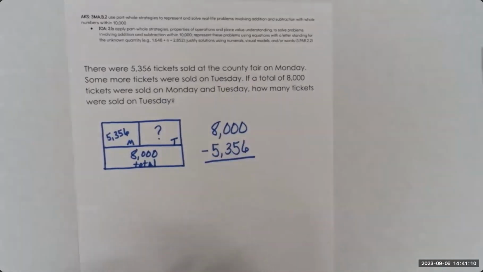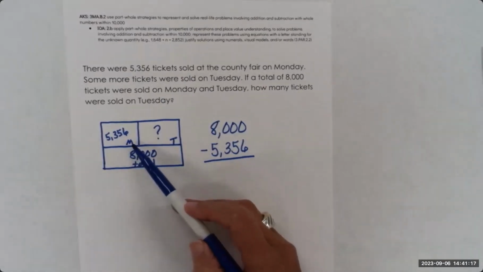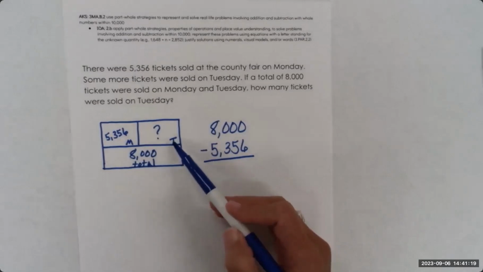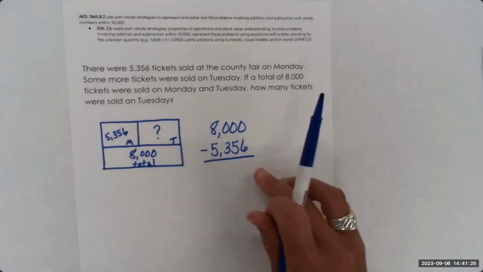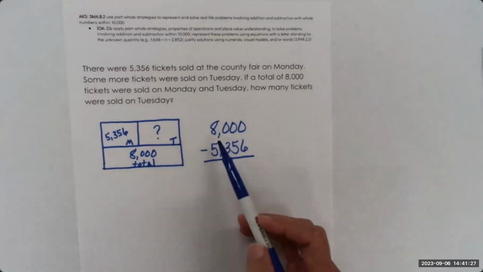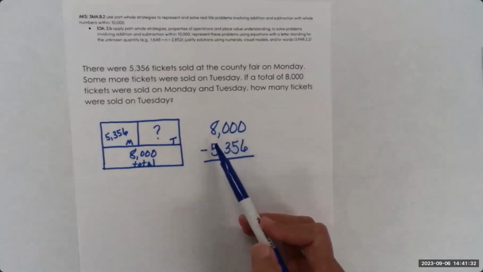My problem is about tickets being sold on a Monday and Tuesday, and there were a total of tickets sold. There were 5,356 tickets sold on Monday. We don't know how many tickets were sold on Tuesday, and there were 8,000 total tickets sold. So when we are missing a part, we are subtracting. And you can see here, we will be subtracting across 3 zeros to the thousands place.